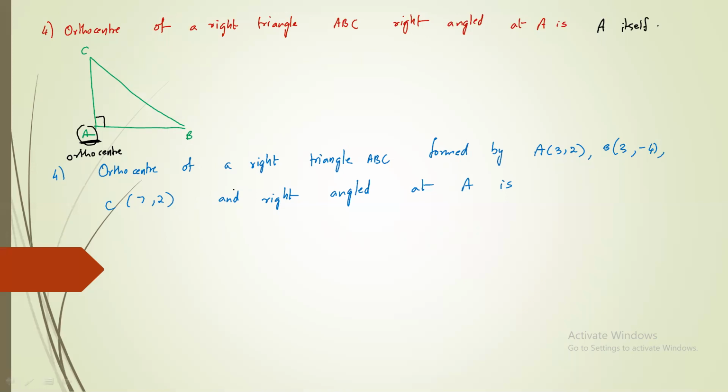Now in the problem, if you have to find orthocenter of a right triangle ABC, where A is given as 3 comma 2, B is 3 comma minus 4, and C is 7 comma 2. Because the triangle is right angled at A, the orthocenter will be A itself. That is 3 comma 2 itself is the orthocenter of the right angled triangle, which is right angled at A. As such, no formula.